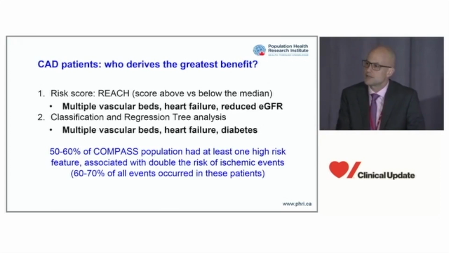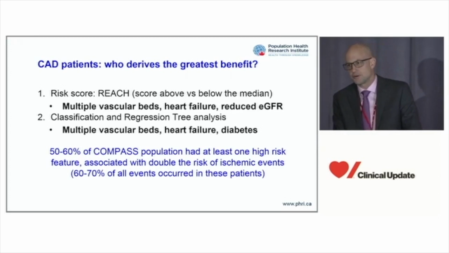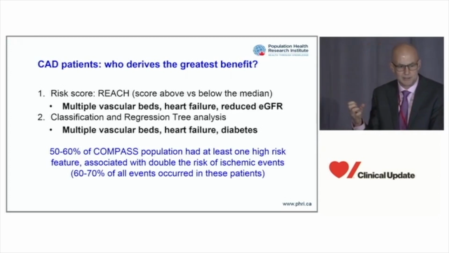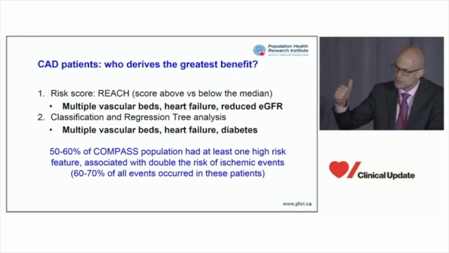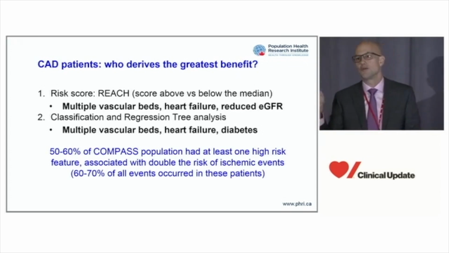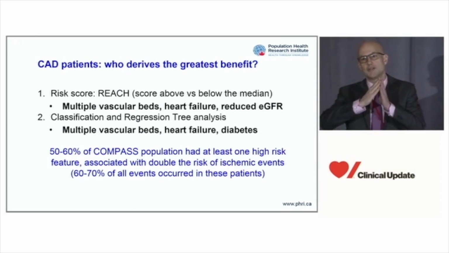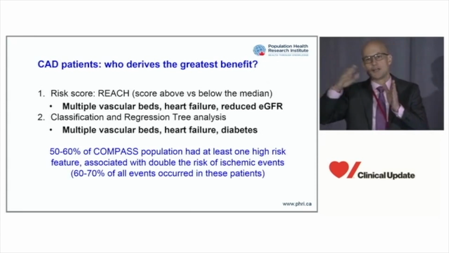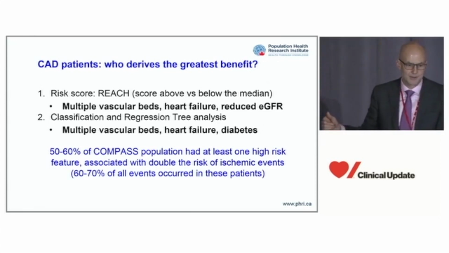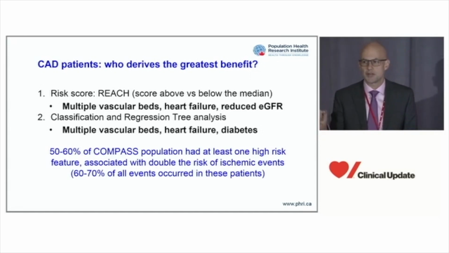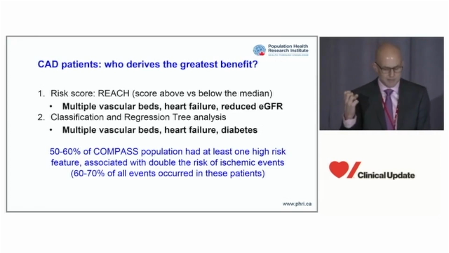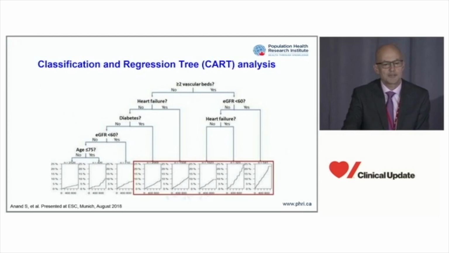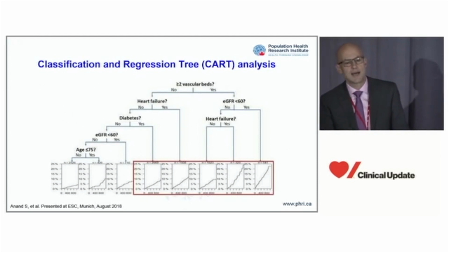Sonia Anand has also done separately some modeling using two approaches to identify this high-risk population. I won't go through it in any detail, but one approach she used was with the REACH registry risk score, where she divided the population into those with an absolute risk over 2 years, above the median and below the median. And the second approach that she used was a regression analysis, where you essentially let the computerized algorithm select out those risk profiles that independently predict risk. I'll show you just one example of the latter, and this is called a CART analysis.